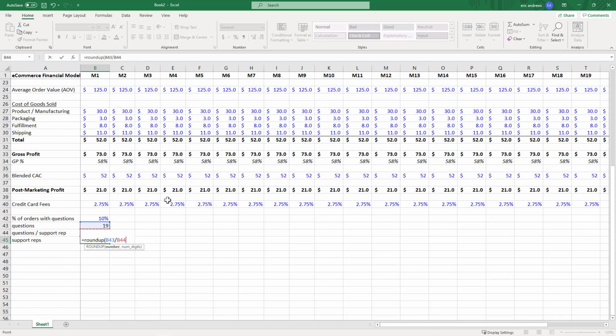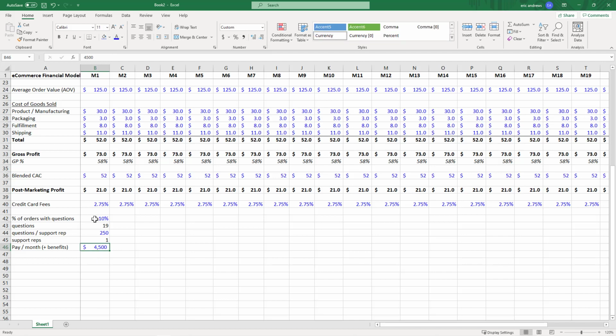But we know that if there's any questions, we need at least one person to answer them. So I'm using the ROUNDUP function. It'll round up to the next whole number as long as I say number of digits is zero. Okay, so we're going to need one support rep, and I'm going to say pay per month, and this is including benefits, let's say is $4,500 per month for this rep.